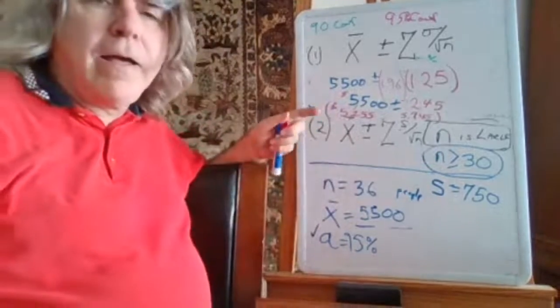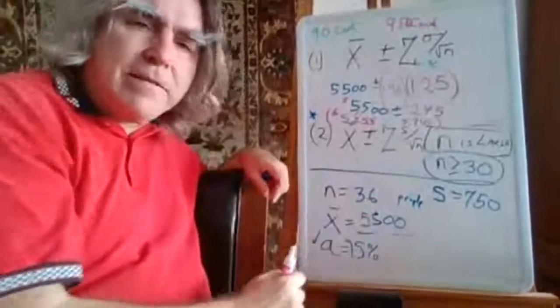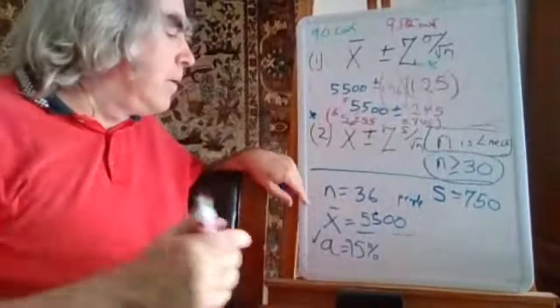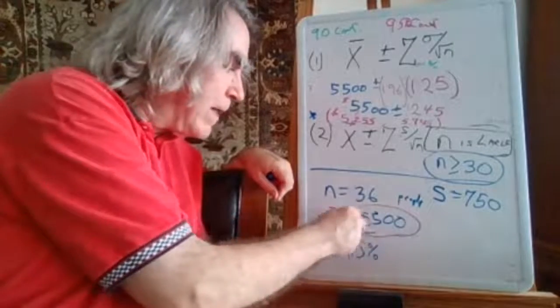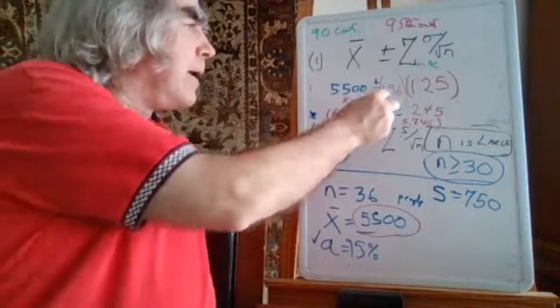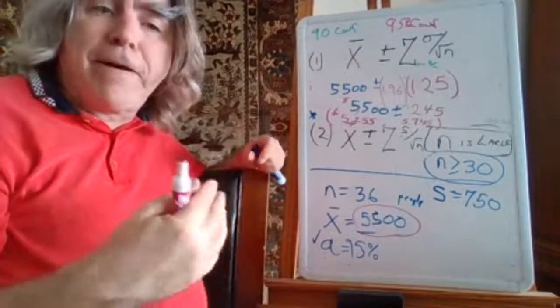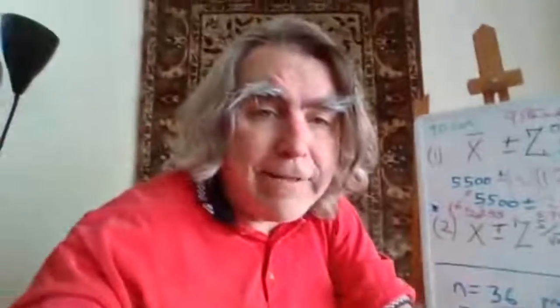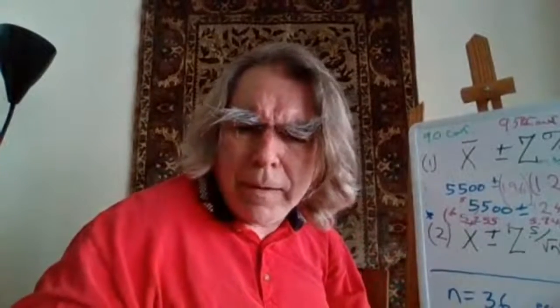So we can say, after we took this sample of 36, of our 36 people, we came up with an average of 5,500 plus or minus $245. So we are 95% sure, we are 95% confident we're in between those two numbers. Okay?